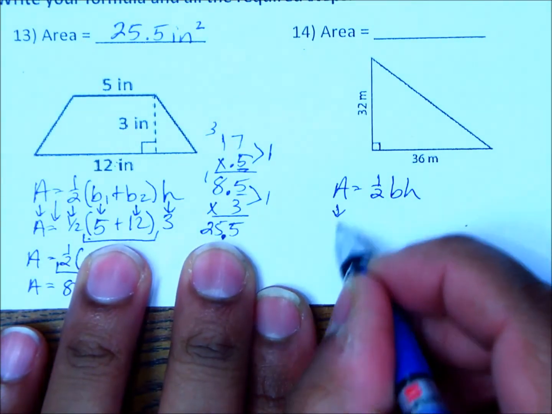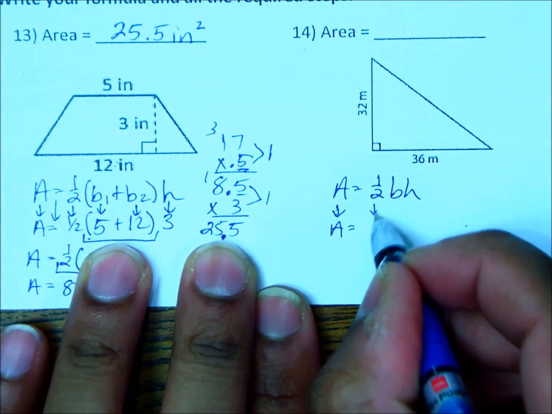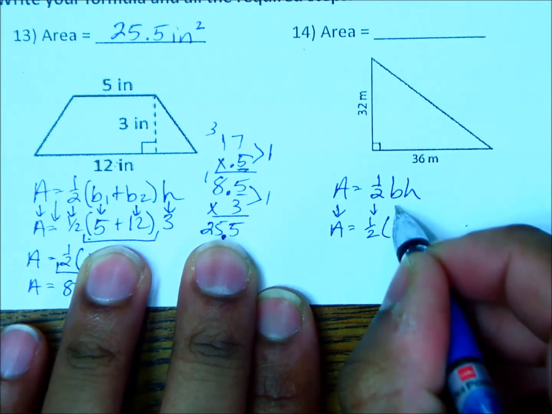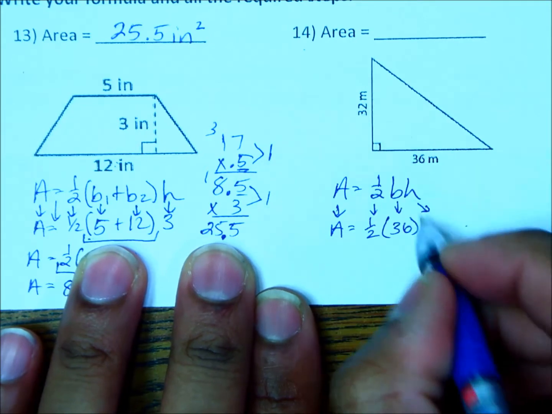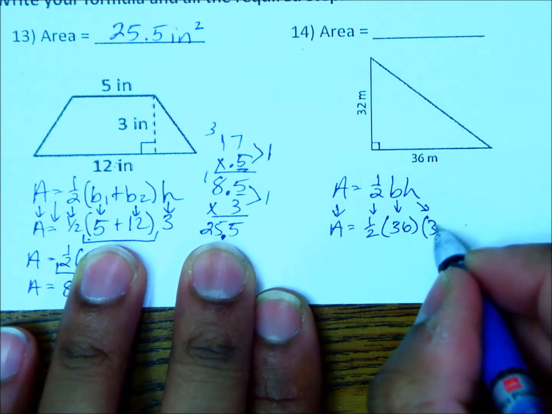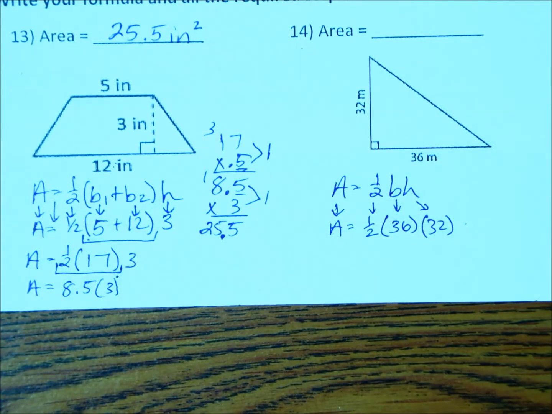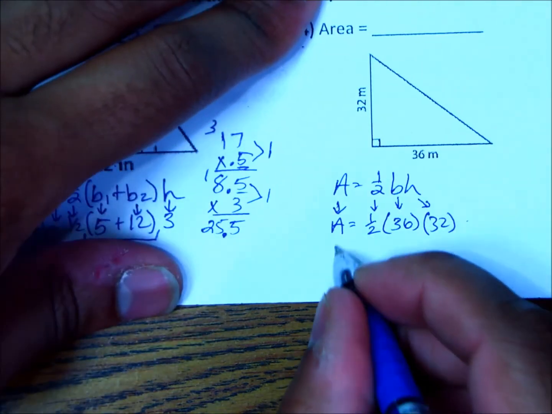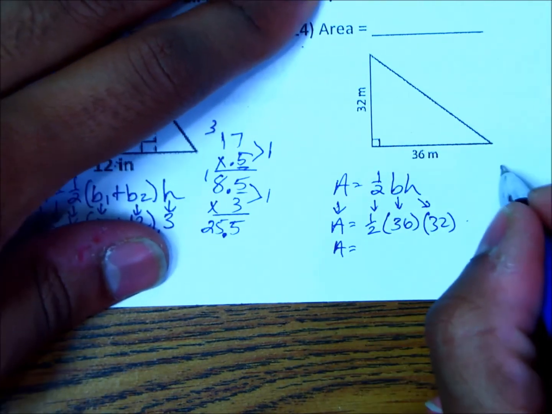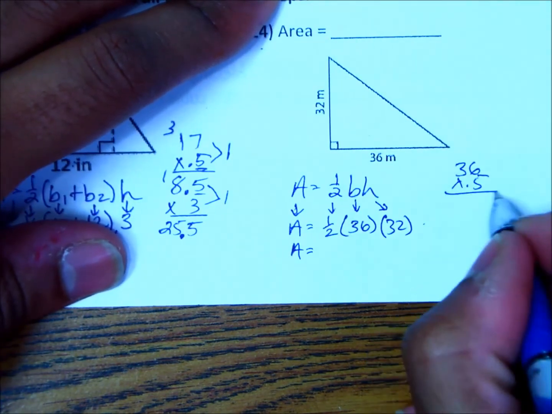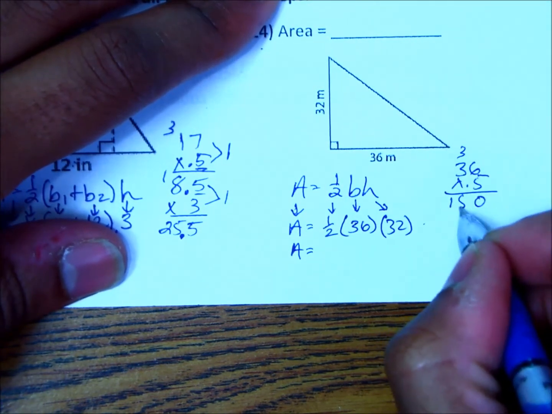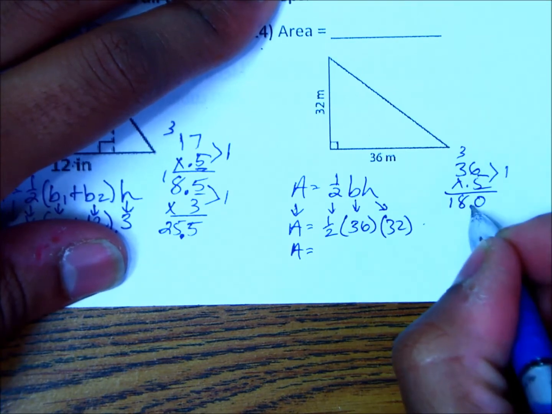So let's plug in what I know. Don't know area. 1/2 stays 1/2. Base is my bottom part, so it's 36. Height is what goes straight from the bottom to the top, which is 32. Area equals, let's take half of 36. 36 times 0.5. One decimal place, so it's 18.